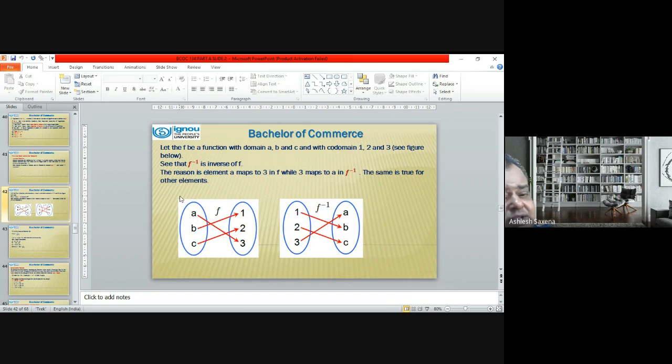What you can see, A goes to 3, B goes to 1, and C goes to 2. Just reverse it: 1 to B, 2 to C, and 3 to A. One and the same thing, no change. That means its inverse exists, and its inverse is f minus 1. We will see another example to make you understand algebraically.